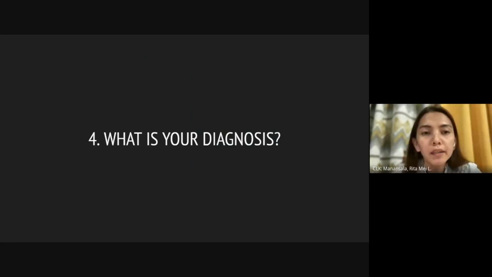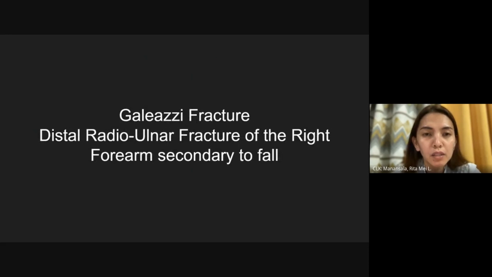So for the diagnosis, our clinical diagnosis is Galeazzi fracture, distal radio-ulnar fracture of the right forearm secondary to fall.